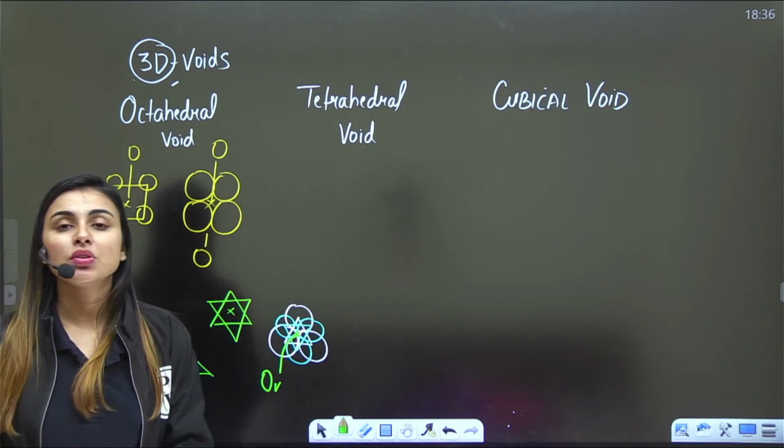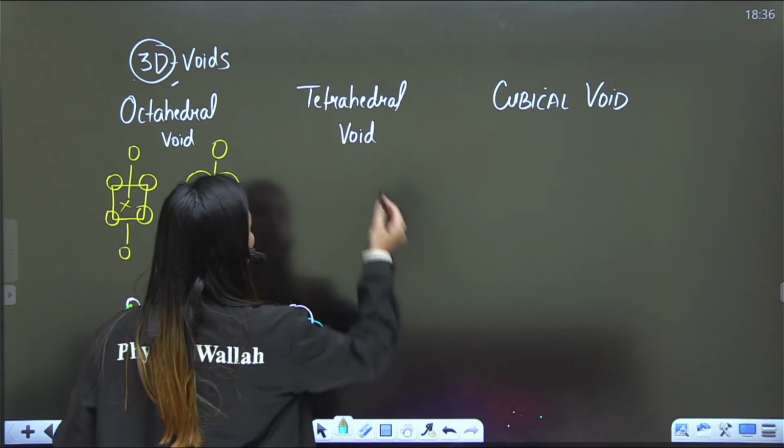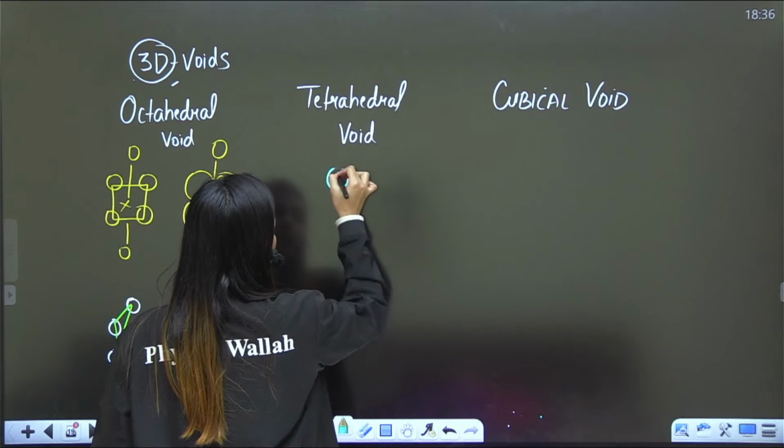Now let's talk about the tetrahedral void. Tetrahedral void we have discussed. The tetrahedral void is formed of 3 different atoms.